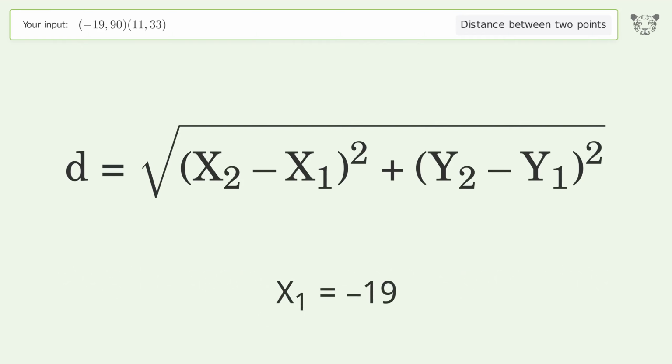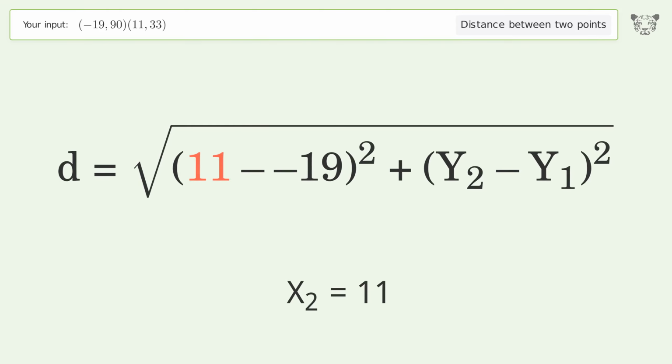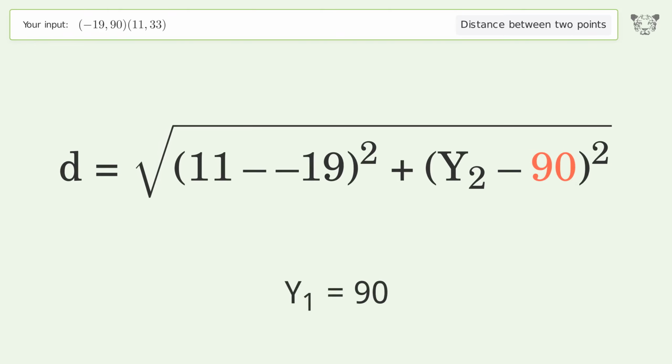x1 equals -19. x2 equals 11. y1 equals 90. y2 equals 33.